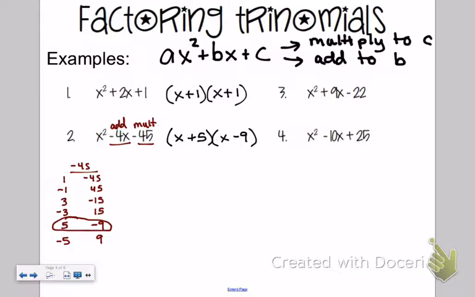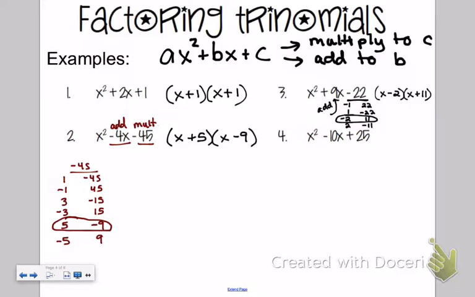Let's look at that top right example, number 3. So I need numbers that multiply to negative 22. That's going to be negative 1 and 22, 1 and negative 22, negative 2 and 11, or 2 and negative 11. Which set of those numbers add to 9? Well, negative 2 and 11 add to 9. So again, I have my x's with my parentheses. I have a negative 2, so that means minus 2. A positive 11 means I have plus 11.